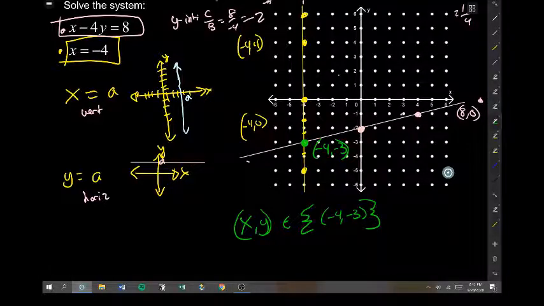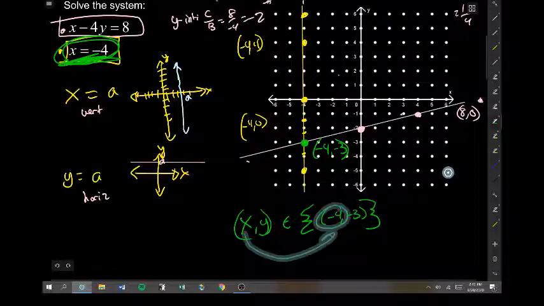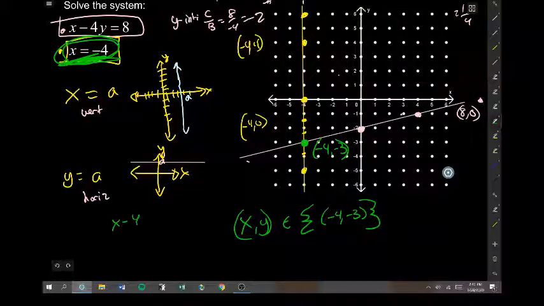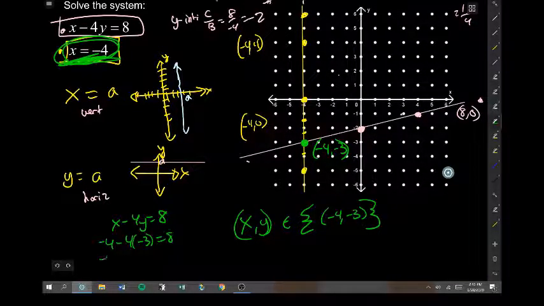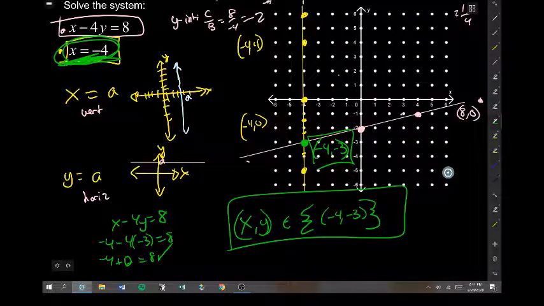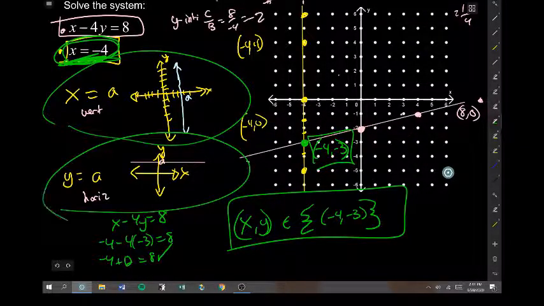Now to check this, I'd have to plug this point into both equations. However, plugging it into this equation is really simple. Here, x equals -4. Here, x equals -4. Sweet, I checked. That one works. Let's check the other one really quick. It has an x and a y, so I plug in two things. Negative 4 minus 4 times negative 3, does that equal 8? Negative 4 plus 12 does equal 8. Sweet, it checks. There's my solution, negative 4, negative 3. Okay, remember, x equals vertical line, y equals horizontal line.